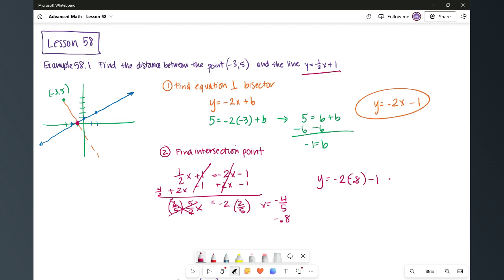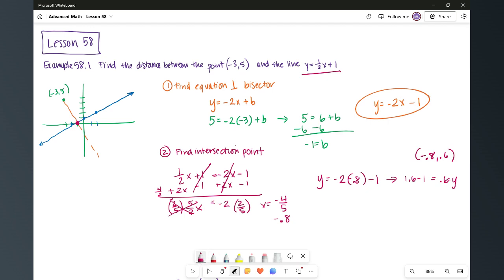That means I end up with 1.6 minus 1, which means I end up with 0.6 for my y. Okay, so altogether, the point is, they intersect at negative 0.8, 0.6, okay? If you had the fractions, that's fine. I suggest turning them into decimals by the end of this step because it will make the next step easier.